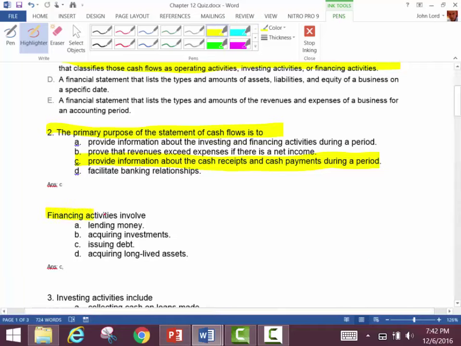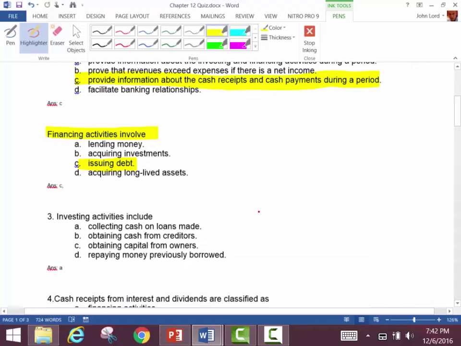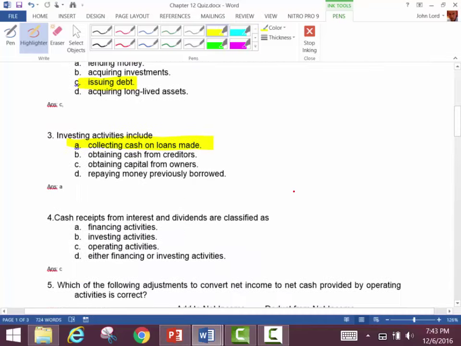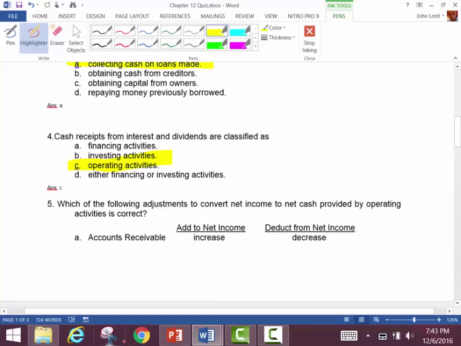Financing activities include what? Include issuing debt, right? Investing activities include collecting cash on a loan made. We made the loan, we invested, but then we're going to collect that money back, aren't we? That's all investing. Okay, cash receipts from interest and dividends are stupidly in the operating activities section. I don't think they ask that anywhere on the test. We'll confirm that later.